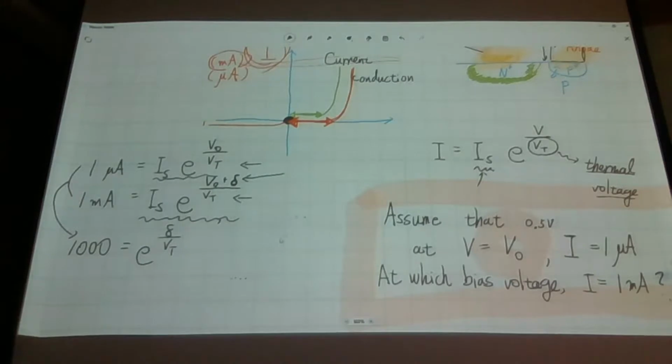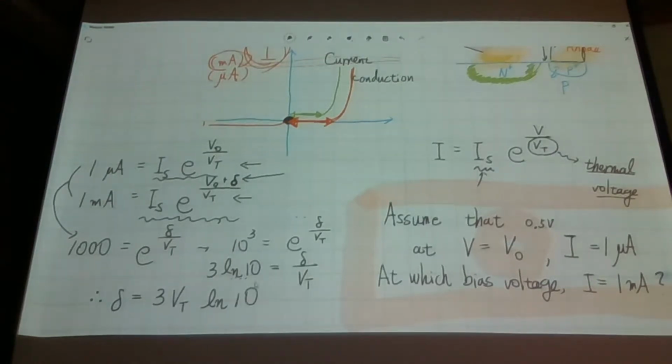Now, you have 10 to the 3 is exponential delta over Vt. If we take the natural logarithm of both sides, then we will have 3 times the natural logarithm of 10, and we will have delta divided by Vt. So finally, our answer is that the additional applied voltage to increase our current by a factor of 1000 will be given by just 3 times Vt log 10. So, do you have any question about my simple exercise?